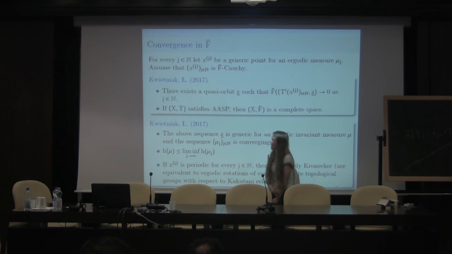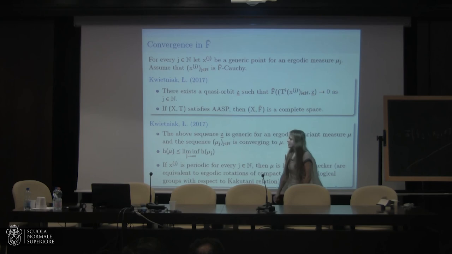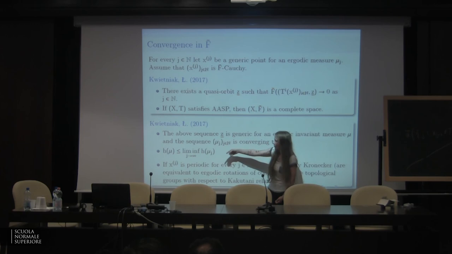The interesting thing is that the entropy function is lower semi-continuous but not upper semi-continuous. One can show a counterexample of the upper semi-continuity. So this is clearly not true when we work with the weak star topology.